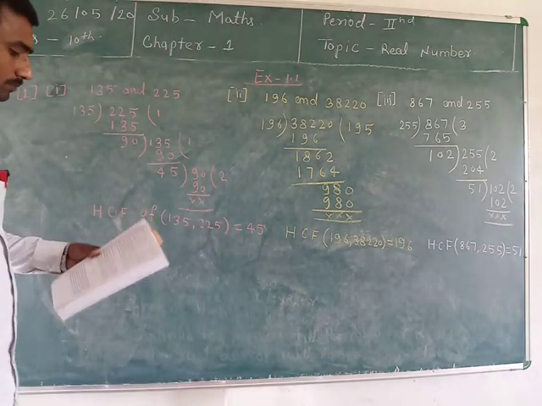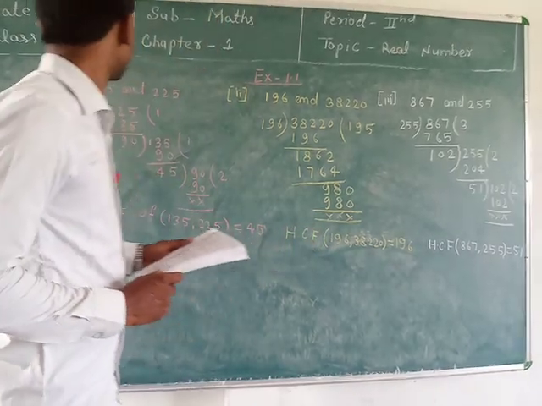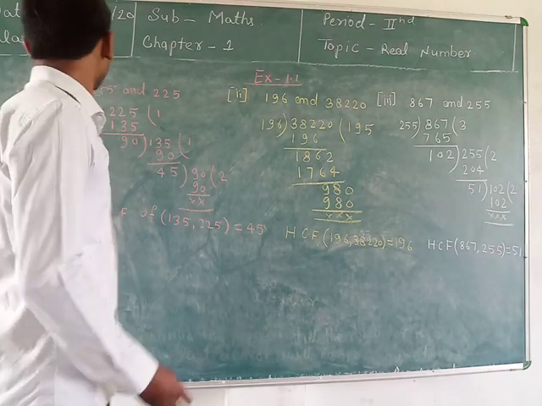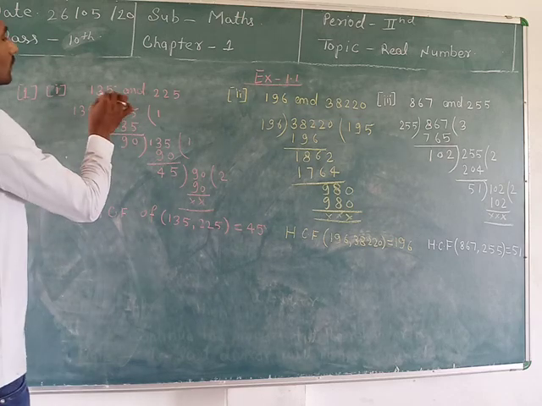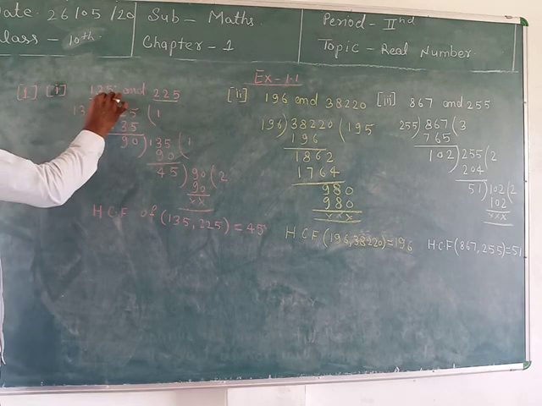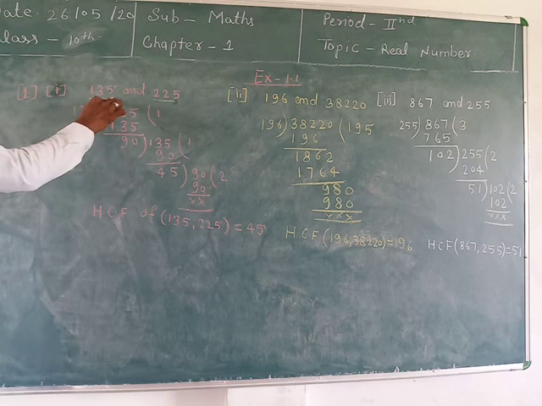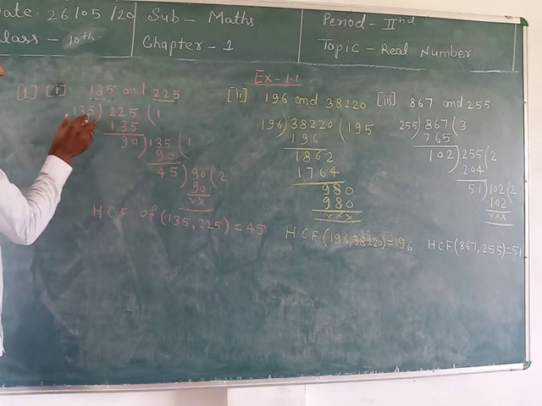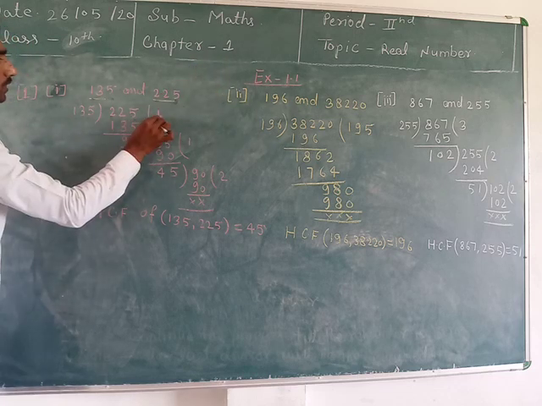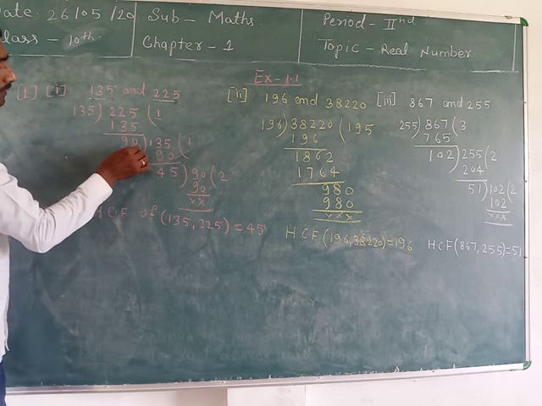First question, use Euclid's division algorithm to find the HCF of 135 and 225. The greatest number is 225 and the smallest number is 135. We take A equal to 225 and B equal to 135. Then 225 divided by 135: 135 times 1 is 135, and we get remainder 90.